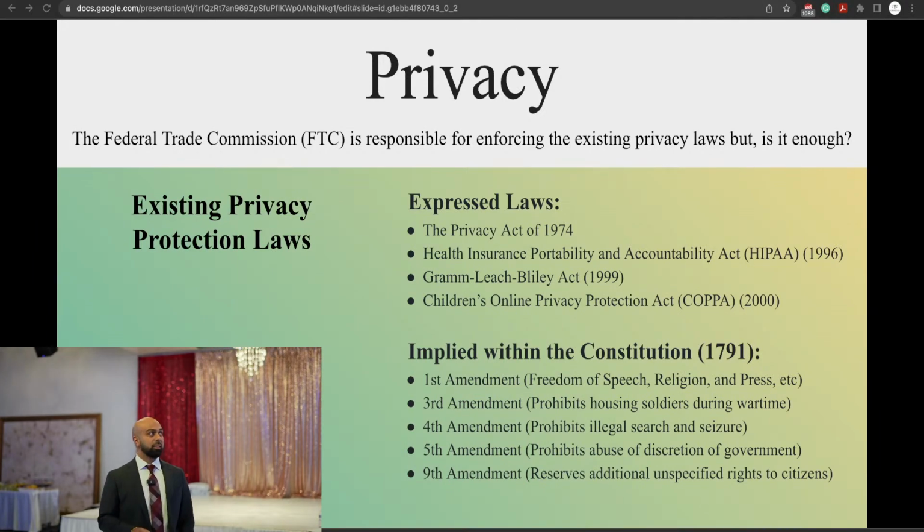Now, all of these were passed for our protection because America realized that there needed to be something. But before that, they also realized in 1791, when they wrote and passed the Constitution, that they needed to protect privacy and our assets in a multitude of ways. And they never wrote it out specifically, but they did put it into our Constitution and the Bill of Rights through the 1st, 3rd, 4th, 5th, and 9th Amendment. But what you'll notice is that we haven't really touched on privacy or protection laws in a very long time. The express laws are more than 20 years old, and the implied laws are more than 200 years old.